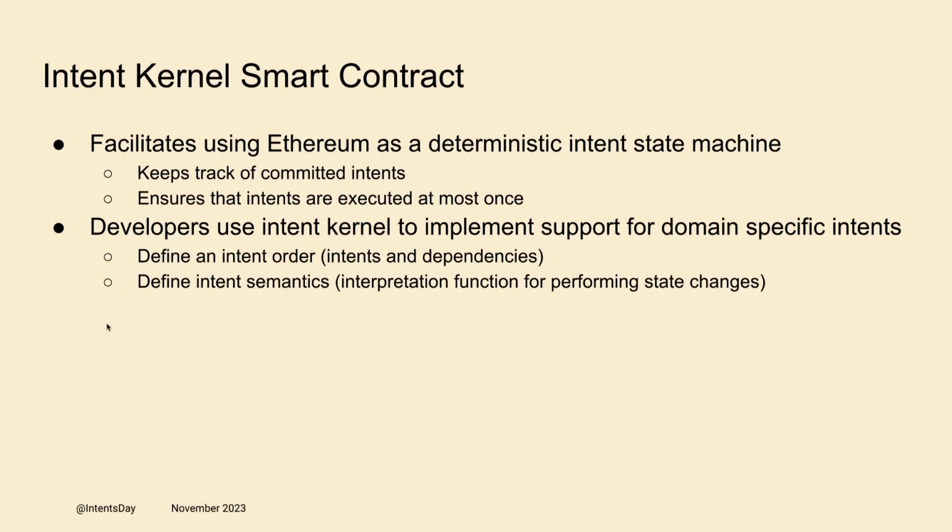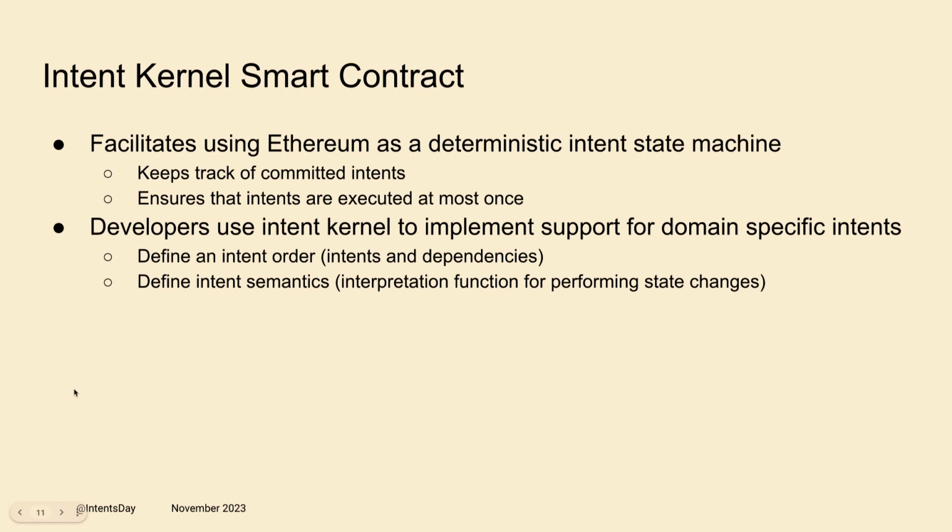Okay, so the intent kernel. I will get into more detail about this in the later slides, but essentially the intent kernel is adding this intent state machine capabilities to EVM. What the kernel does is that it's keeping track of all the committed intents, and it also ensures that when you try to execute an intent, all the predecessor intents are there, so it ensures that the intent ordering is respected.